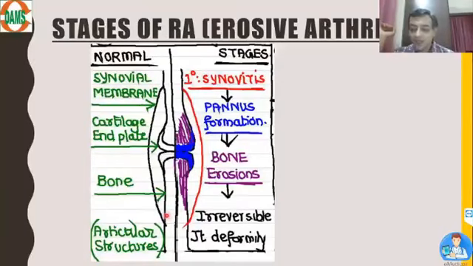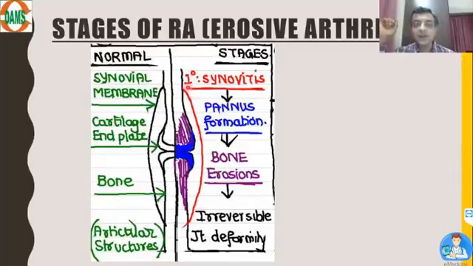So compare that to the stages of RA. The primary or first stage of RA is the synovitis. So first, inflammation begins in the synovial membrane.